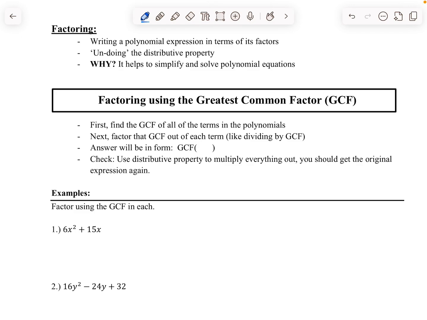For today's notes, you're going to be looking at factoring using the greatest common factor. So there's a couple steps. First, you're going to find the GCF of all the terms in the polynomials. Next, you're going to factor it out. It's kind of like dividing everything by the GCF. Your answer will be in the form of the GCF, and then we'll have whatever's left over in the parentheses. And then to check, you can distribute back and make sure you get the original expression.